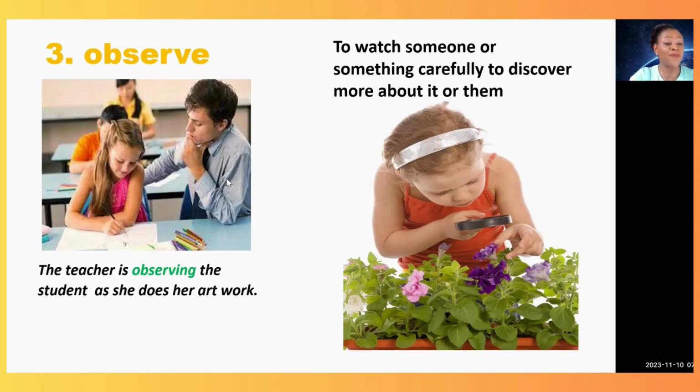The teacher is observing the student as she does her art work. That means the teacher is not saying anything. The teacher is just looking at how the child is doing the work. Just observe, look at it, monitor, check every step. If the child is doing it right, you observe. Take time to look at something to discover more about it or what is going on. Observe.